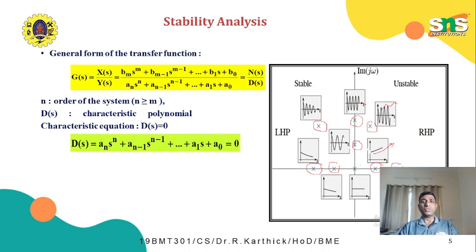So to conclude, the system stability is decided based on the location of the poles of the characteristic equation. If the poles are located on the left half of the S-plane, the system is said to be a stable system. If the poles are located on the right half of the S-plane, the system is said to be an unstable system. And if the poles are located on the imaginary axis, then the system is said to be a marginally stable system.